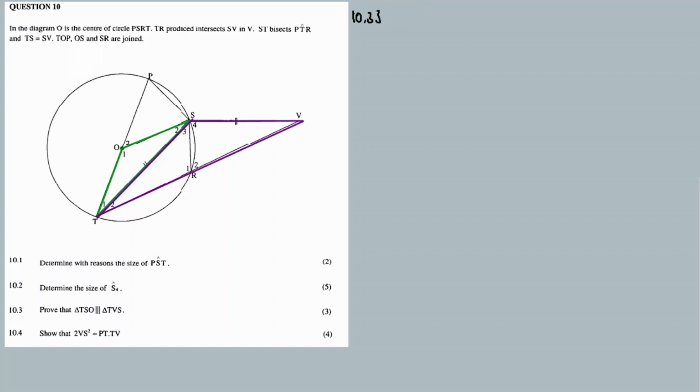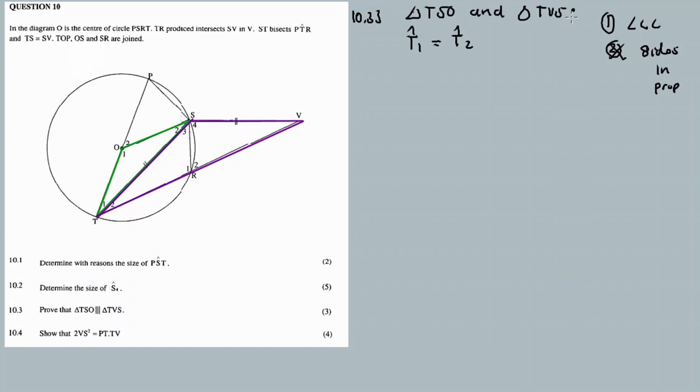Alright. If we prove the similarity between the two triangles, there is case one, angles, and case two, sides in proportion, right? Sides in proportion may be a problem, but case number two does not apply in this case. Why? Because we are not given the sides. So we use angles, case number one. The first obvious angle: angle T1 equals angle T2, in triangles TSO and TVS.